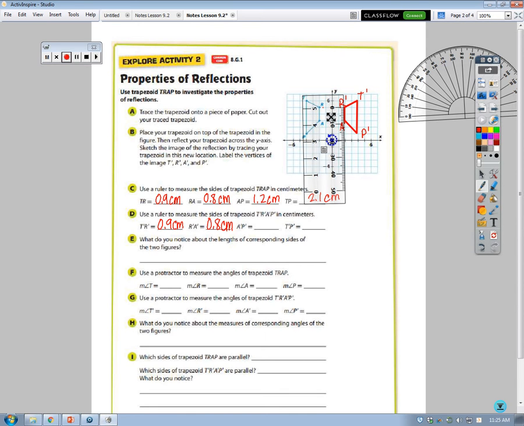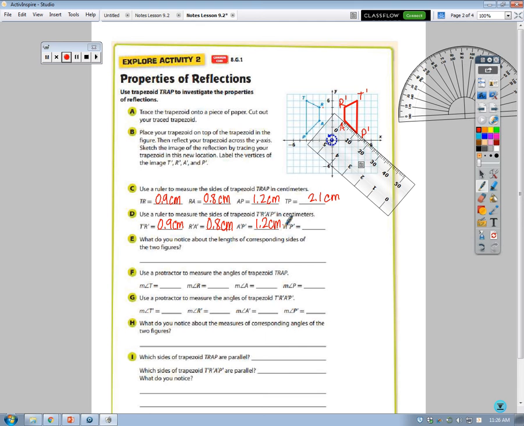Then we're looking at side AP. I'm going to drop this down and rotate my ruler here. And let's move that up just a little bit so it's aligned. We're looking at slightly more than 1. We're looking at, again, about 1.2, 1.1, right?